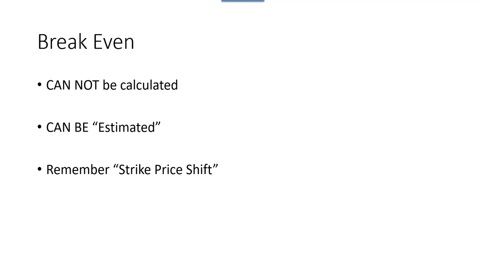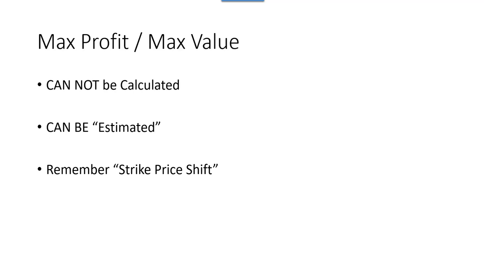Break even cannot be calculated, but it can be estimated. Remember, strike price shift. Max profit, max value cannot be calculated, but it can be estimated. Remember that volatility can increase the max profit in this trade, so the broker cannot calculate the max profit like it would with a credit spread or a debit spread. However, we can calculate a target profit percent, and this is way more valuable anyways, and it provides actionable material that we can use to take the trade.